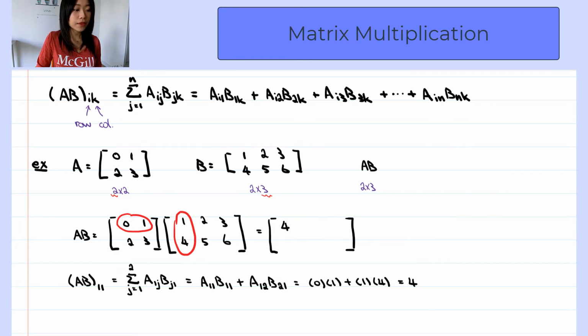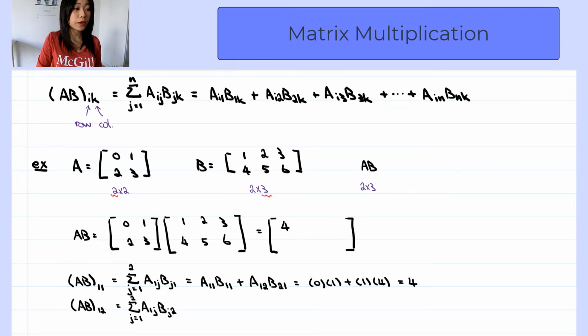Then we can do the same thing with the other 5 elements. For the second element, let's look at the first row and second column. It will be the sum of elements of A along the first row times elements of B along the second column. And here is still from j equals 1 to 2.